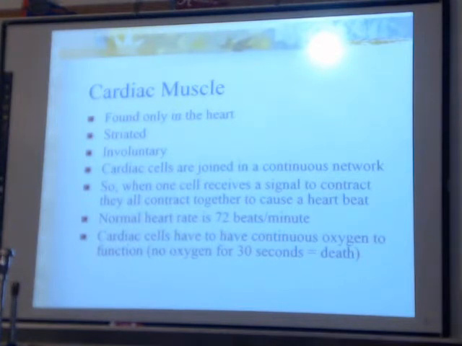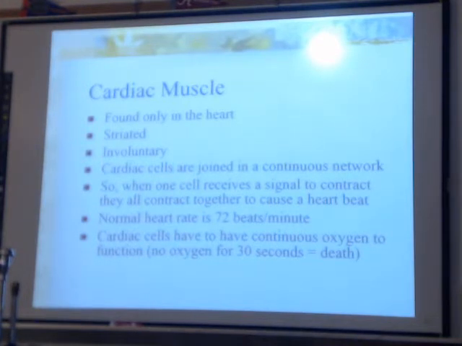Cardiac cells have to have continuous oxygen to function. Cells start to die within 30 seconds. So when someone has a heart attack, and remember we talked about those coronary arteries on the outside of the heart, when blood is not flowing continuously to and from that, the heart muscle starts to die. When the heart muscle dies, it doesn't repair. And so our heart has to function without its full capacity. So remember, the heart has to have continuous oxygen to function.